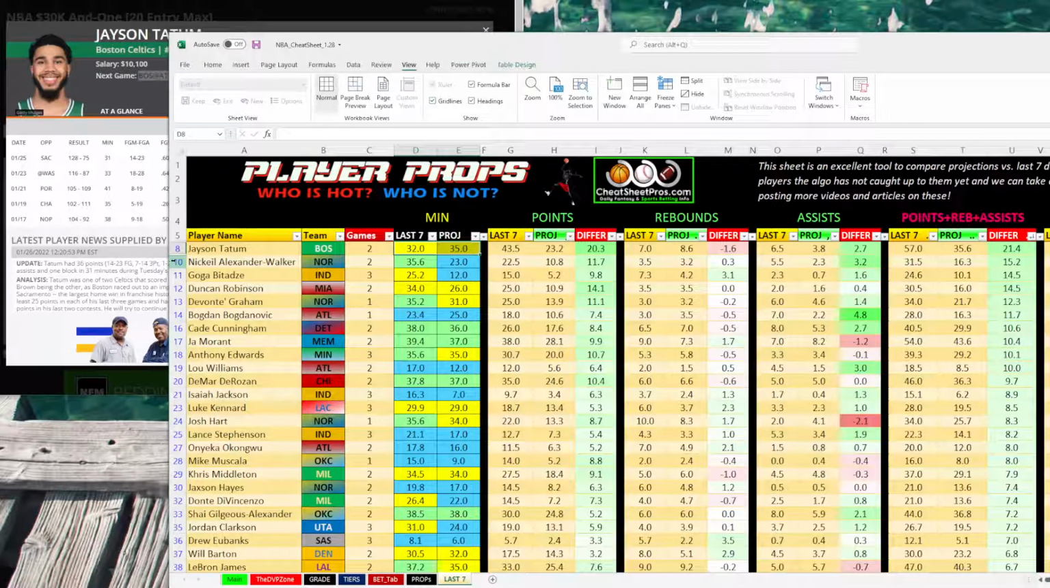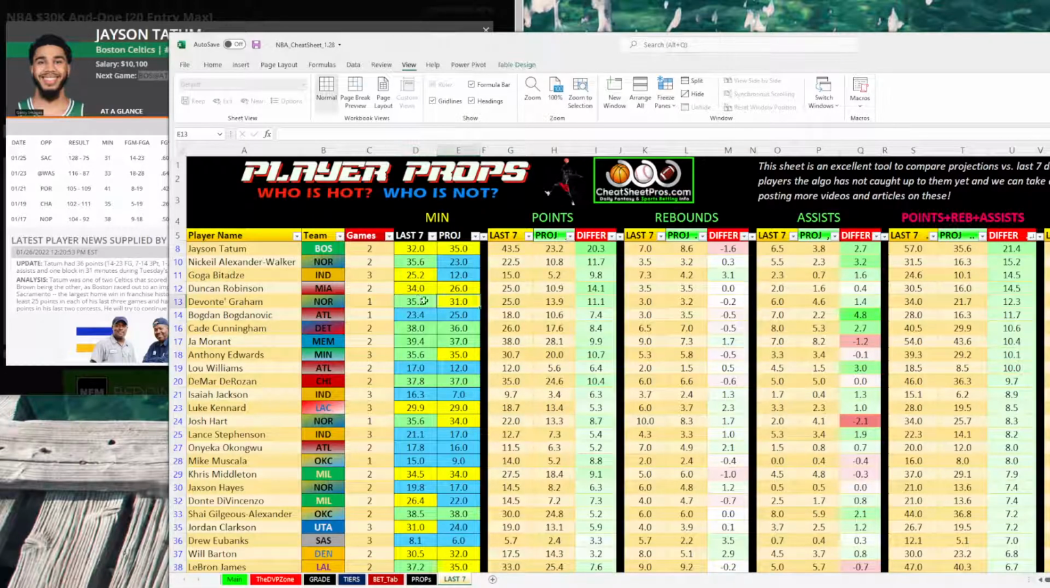When I'm going down the list here, Walker, he's got a minute drop. He's been way over that number, but he's been playing more minutes than what he's projected at here, so I'm going to look past him. Goga is projected for a minute drop. He's been playing 25. He's only projected at 12. Duncan Robinson, slight minute drop, and they didn't have a prop on him.